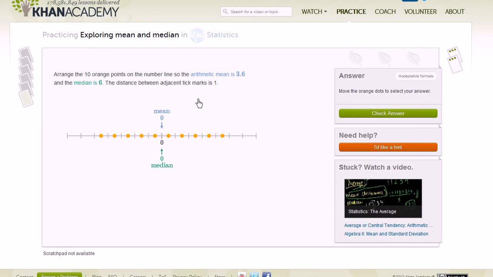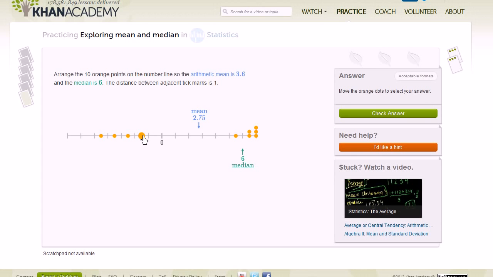All right, arrange the 10 dots. Same thing. We want the mean at 3.6, median at 6. So let me think about the median first. I want to get the middle number to median at 6. You need to drag one more dot over because you're going to be between the two middle numbers, because you have an even number of points. You're right. So here we go. Median is now 6. I had to worry about the middle two numbers because I had an even number.